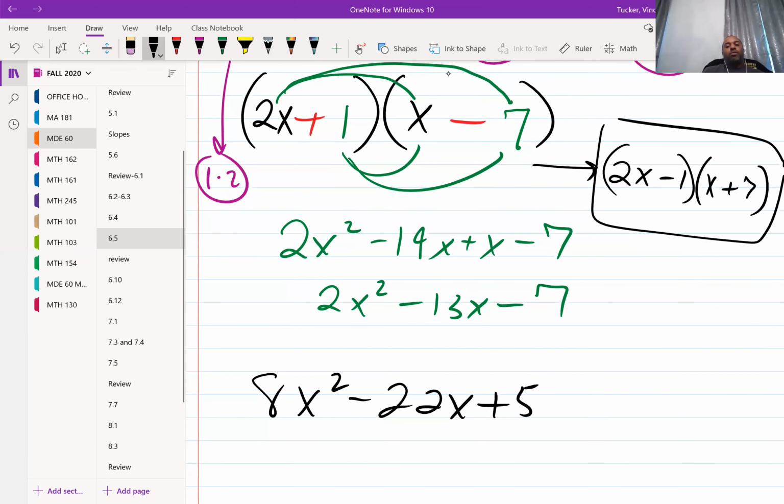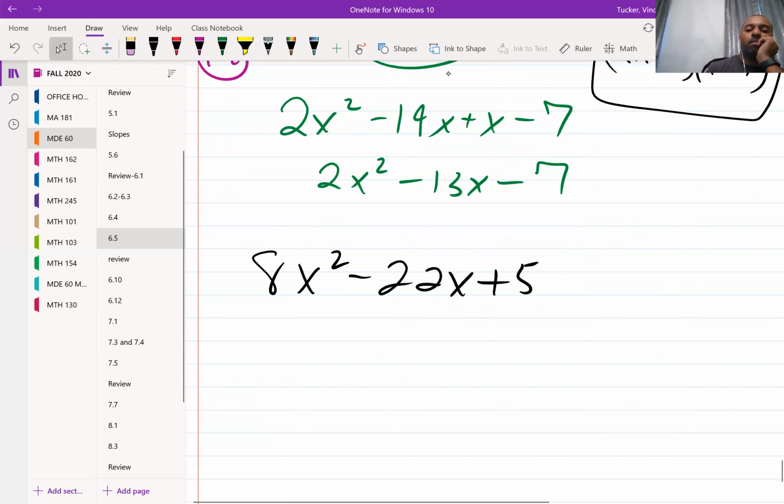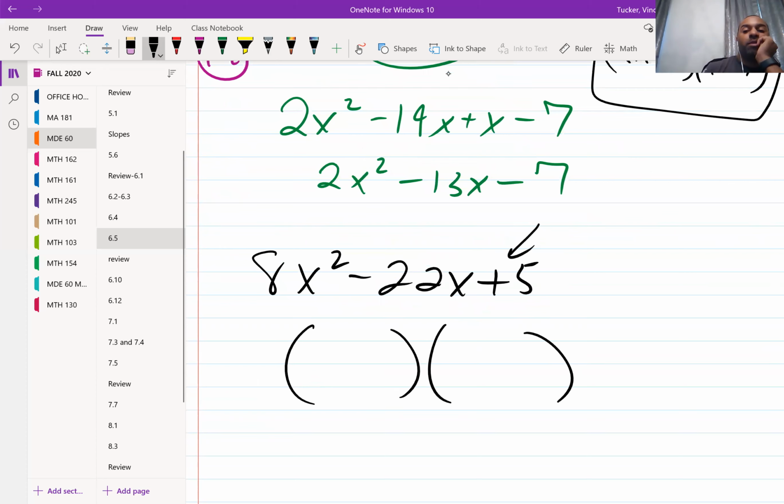All right. 8x squared minus 22x plus 5. All right. So your parentheses. Our signs are going to be the same. Got a plus sign in the back, but both of them should be negative.